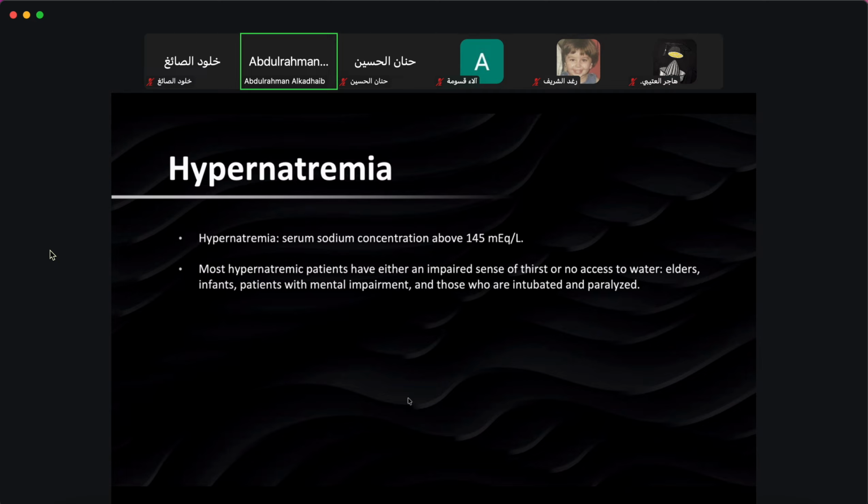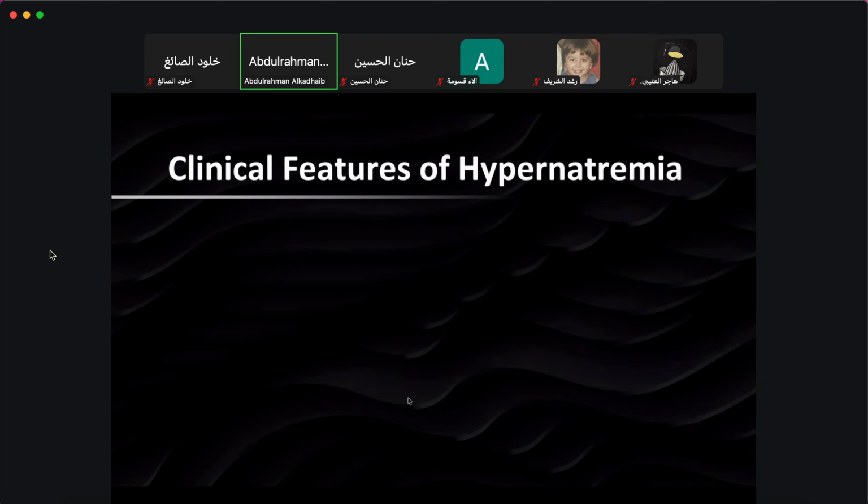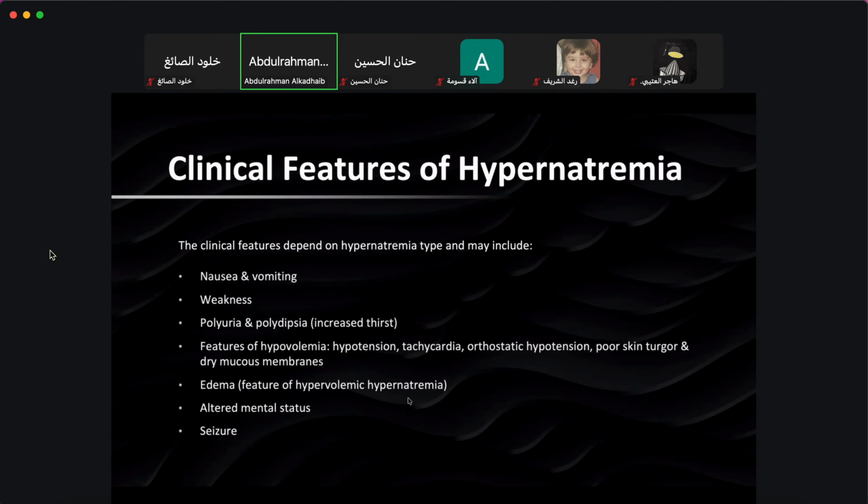Those patients usually may have a hard time getting to a water source, and they may have a hard time expressing that they feel thirsty. That's why hypernatremia is kind of common in those types of patients. So the clinical features of hypernatremia, usually, again, are non-specific. They are related to the main cause of hypernatremia. May include, again, nausea or vomiting, polyuria or polydipsia, which is basically increased thirst.